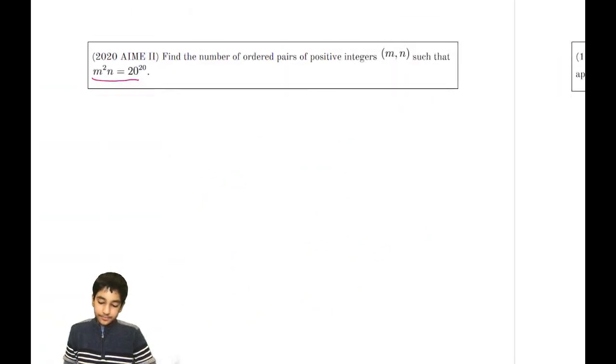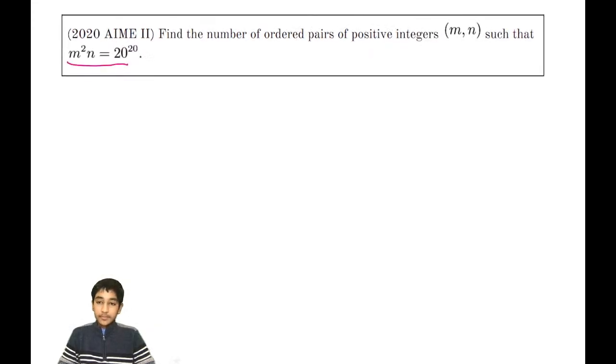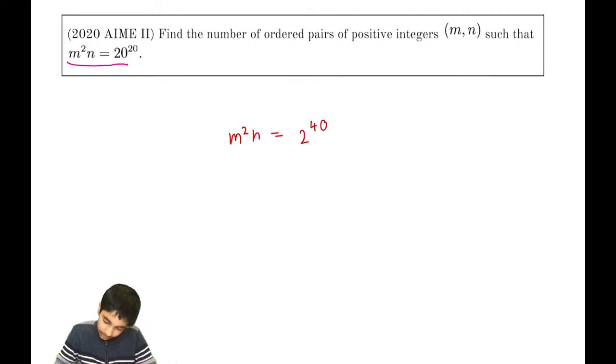So for this one, okay, here's the idea. We're multiplying a perfect square by a number. So we're multiplying m squared n, and we want it to equal 20 to the power of 20, which is just 2 to the power of 40 times 5 to the 20. Right? Okay, so what do you notice on the left-hand side and the right-hand side? Clearly, 2 to the 40 times 5 to the 20 is a perfect square.